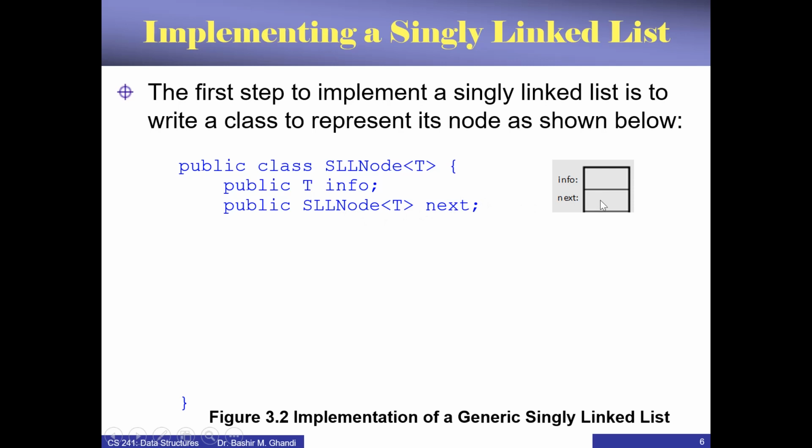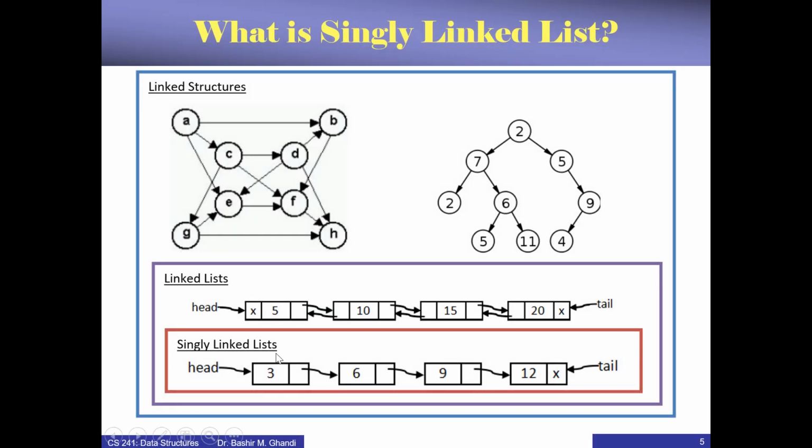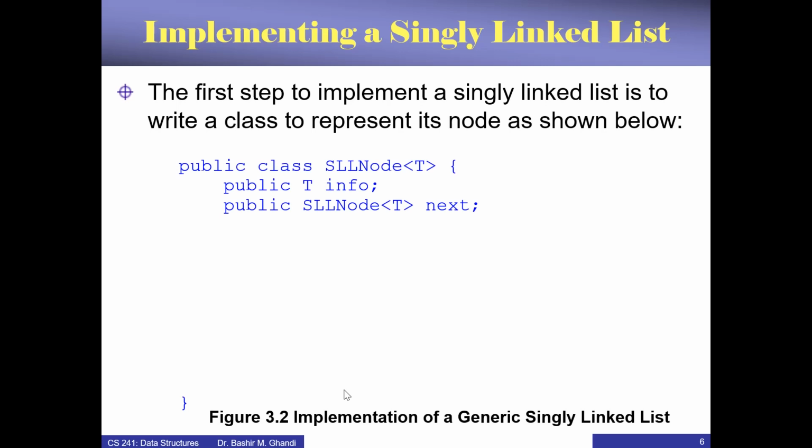What about the second variable, next? The second variable is a reference to another object. The question is, what is that object? It is another node, and therefore the type is the same as the name of this class. As you can see here, next is of type singly linked list node. As you saw in the diagram, each node in a singly linked list has info, like integer 3, and a reference to another node. So the type of this reference has to be singly linked list node. Those are our two variables.